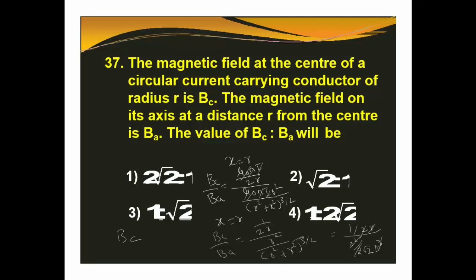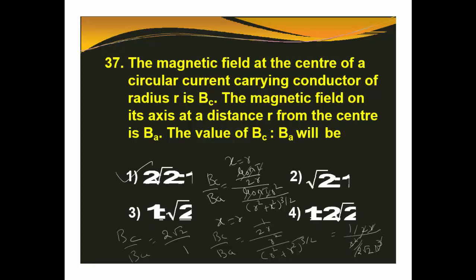So BC, so 2 root 2, one more 2 is here, I forgot the 2. So totally r square, do the calculations, it will be 2 root 2 BC by BA, it will be 2 root 2 is to 1. 2 root 2 is to 1 means option A.